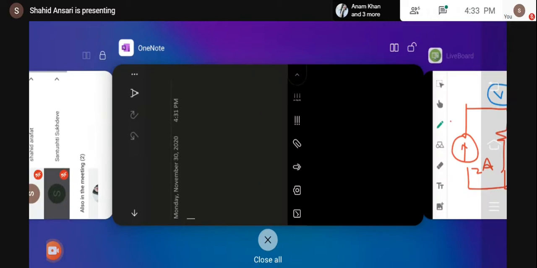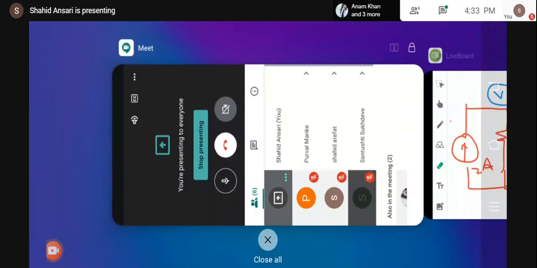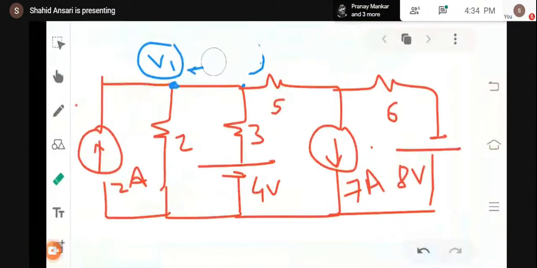Node 1 and node 2. Is it correct or not? No, sir, it will be the same potential. It's the same potential. This cannot be considered as a different node. It's the same node.